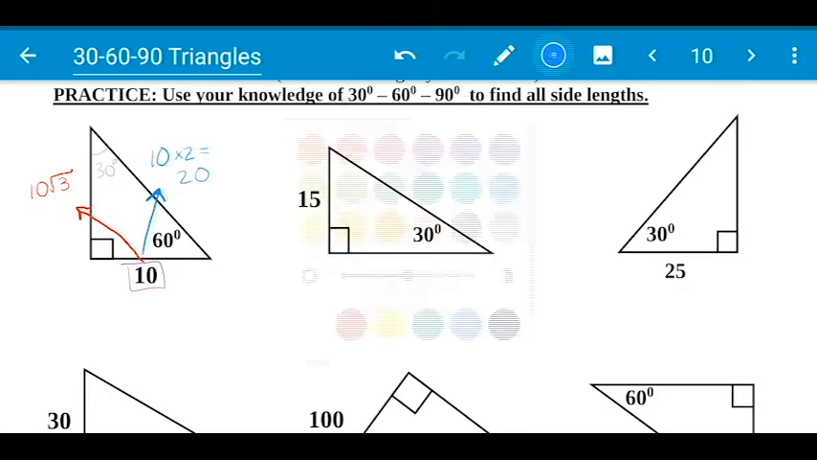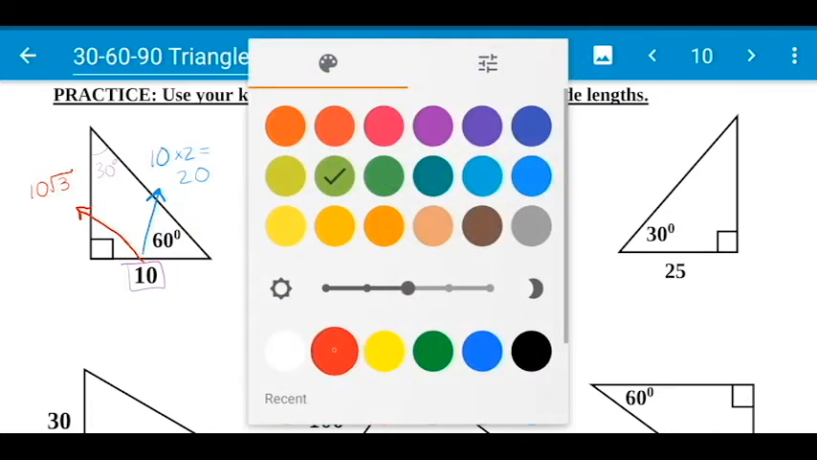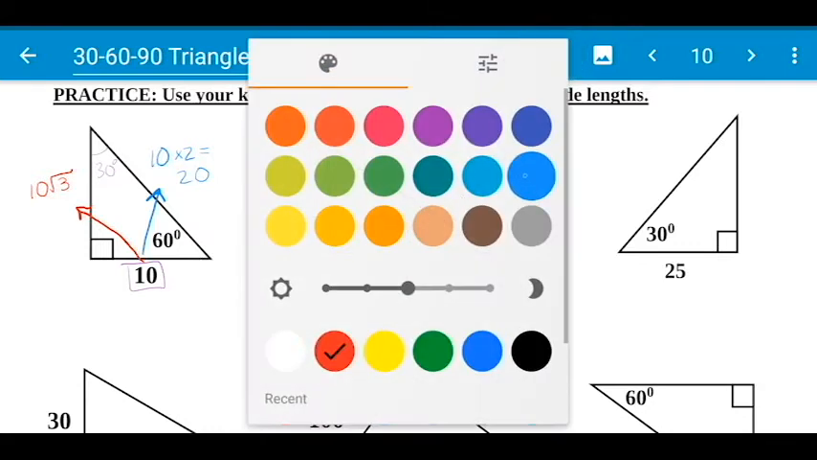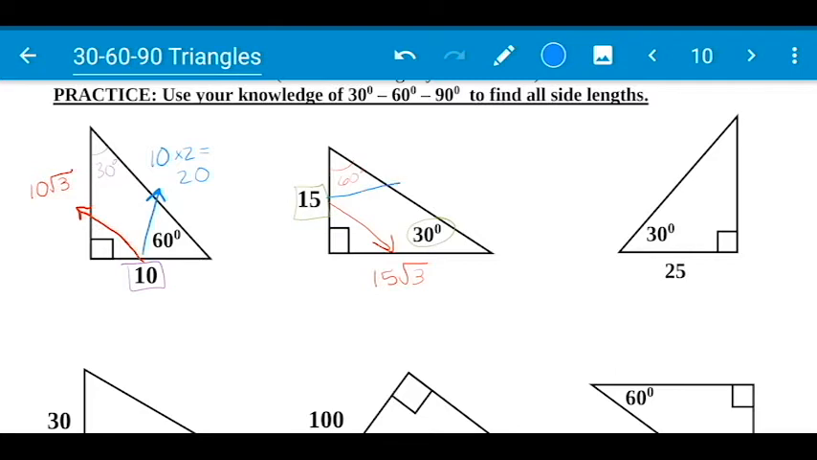Now let's do the same thing for this one. First thing we need to do is identify our shortest leg. So this is our shortest leg. To get from our shortest leg to our longest leg, opposite the 60 degrees, we're going to multiply 15 times the square root of 3. Now the next thing we're going to do is go from our shortest side, the 15, to the hypotenuse. We're just simply going to do 15 times 2. That gives us a hypotenuse of 30.